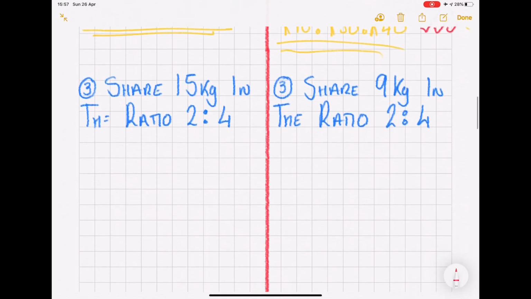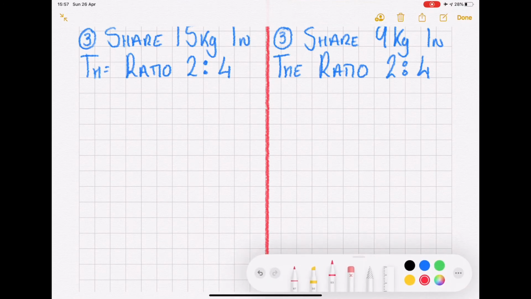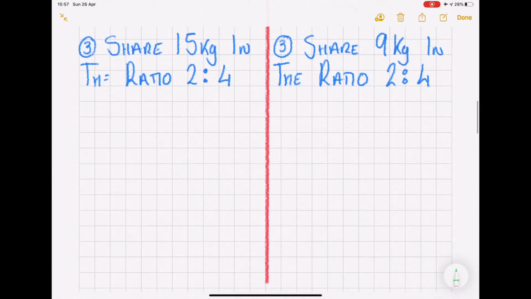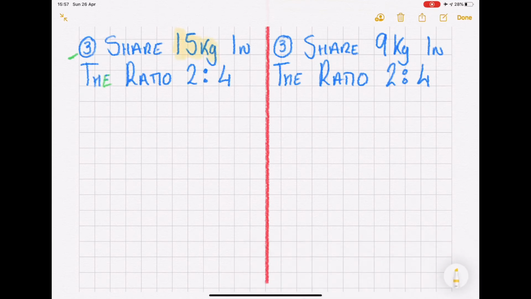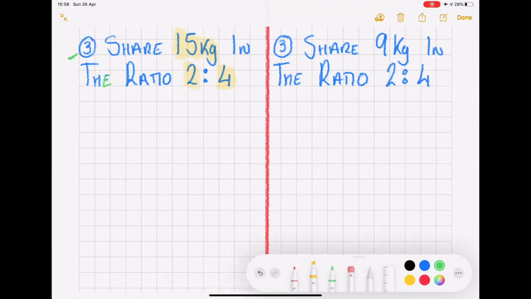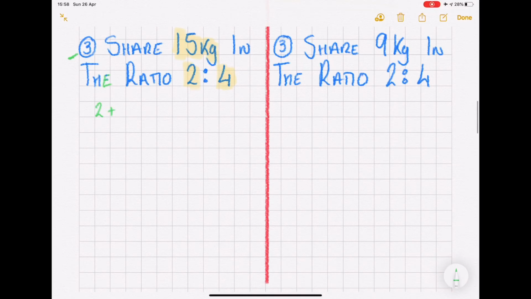Okay, let's move on to our third and final example pair. Let's have a look at this one. Share on the left hand side. So share 15 kilos in the ratio 2 to 4. Now this looks pretty simple, looks quite like the first one that we've done. So how many boxes are we going to need in total? That's 2 plus 4 gives us 6 boxes.